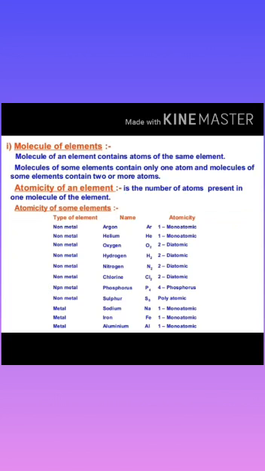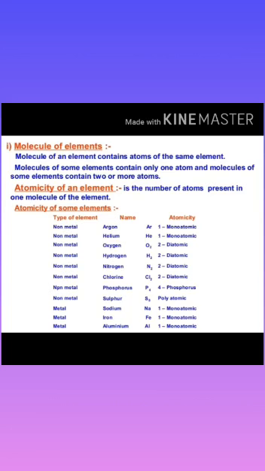Molecules of elements. Molecules of an element contain atoms of the same element. Molecules of some elements contain only one atom, and molecules of some elements contain two or more atoms. Atomicity of an element is the number of atoms present in one molecule of the element. Atomicity of some elements.